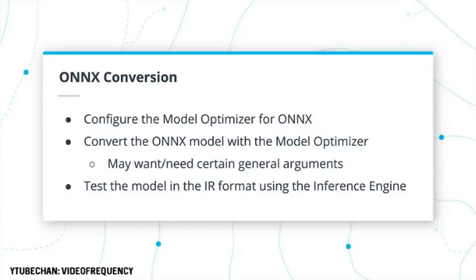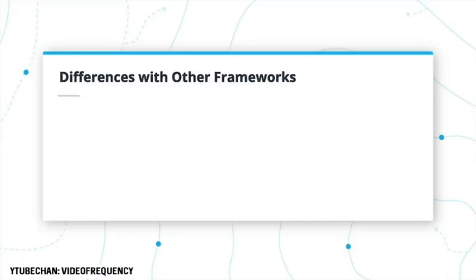Really, the only change from the Caffe model conversions is that ONNX does not have any specific arguments to the model optimizer just for its framework. You'll only have the general arguments for items like changing the precision. Just to cover our bases here, let's again consider the differences from converting TensorFlow or Caffe models. Because it's a TensorFlow specific concept, there's no frozen or unfrozen models to deal with in ONNX.